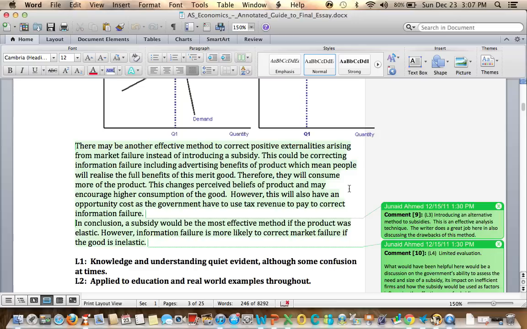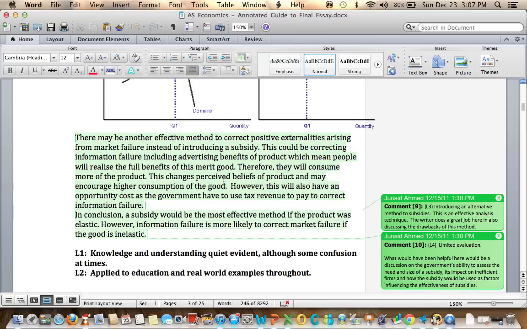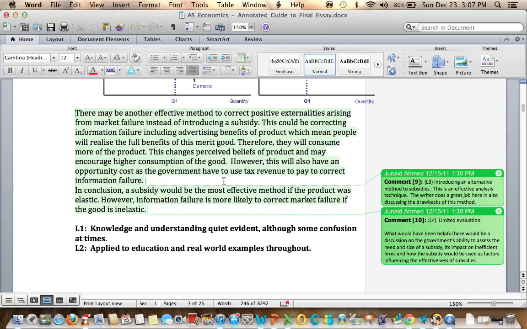Okay, therefore they will consume more of the product. This changes perceived beliefs of the product and may encourage higher consumption of the good. However, this will also have an opportunity cost, as the government have to use tax revenue to pay to correct information failure. In conclusion, a subsidy would be the most effective method if the product was elastic, right? And explain what that means. However, information failure is more likely to correct market failure if the good is inelastic.